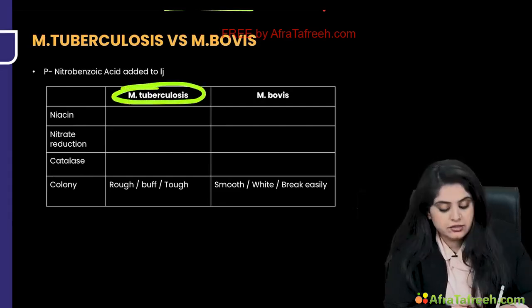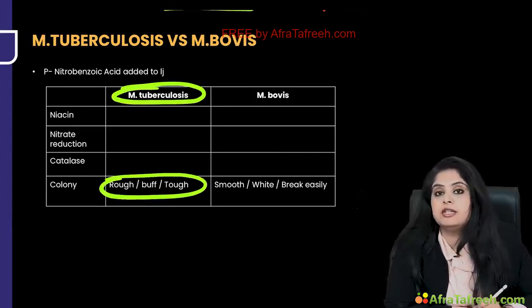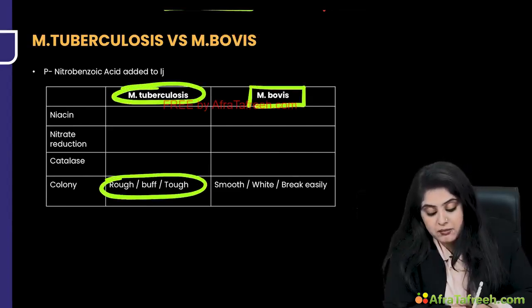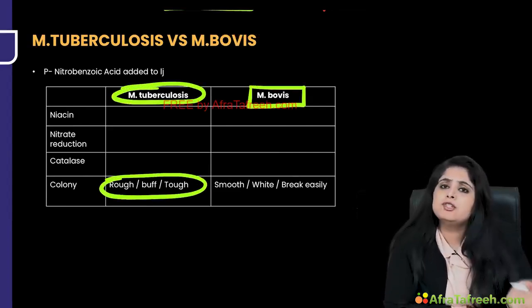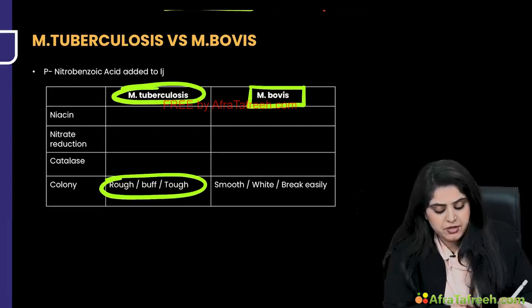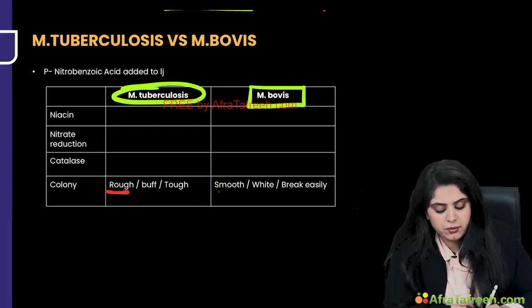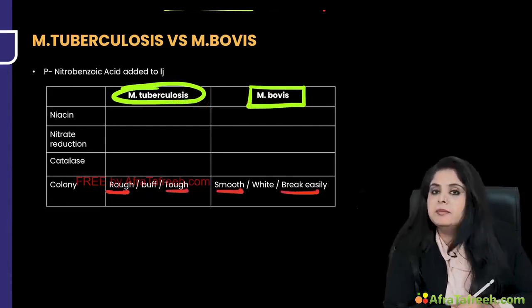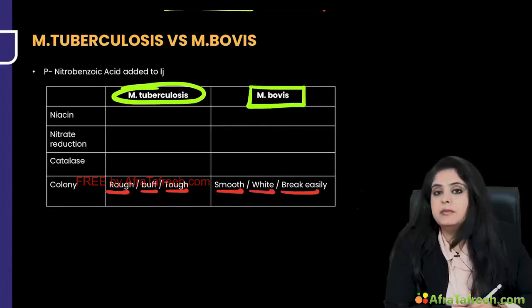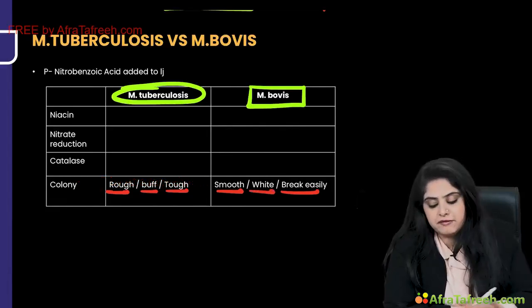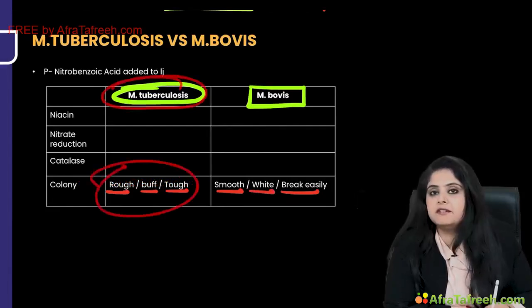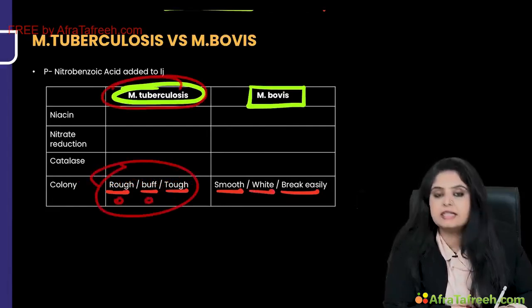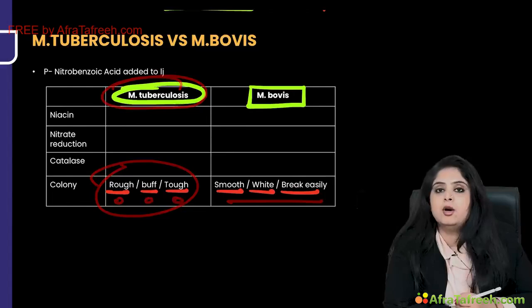So what kind of colonies did I tell you? Mycobacterium TB is going to show you the rough, buff, tough colonies, because now we have something called Mycobacterium bovis, which shows you the opposite. So tell me something. What is the opposite of rough? The opposite of rough is smooth. What is the opposite of tough? It is going to be breaking very easily. And buff, buff means cream, right? So the opposite of cream is bright white. So simple. If you've learned that TB is rough, buff, tough, then the smooth, white and easy-breakage one becomes the opposite, bovis.